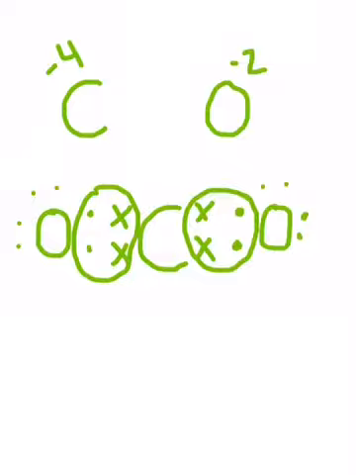Now everybody has 8 because these 4 and these 4 go around carbon. And then these 4 and these 4 go around this oxygen. And then these 4 and these 4 go on the other side on the oxygen. Everybody has 8. Everybody is happy.